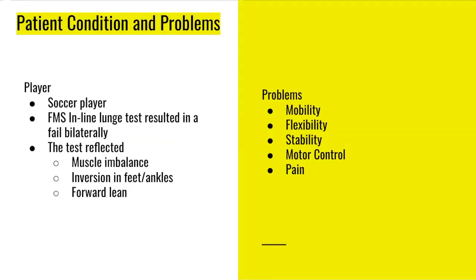For our patient, we have a soccer player, and the FMS inline lunge test resulted in a fail bilaterally. This test reflected muscle imbalance, inversion in the feet and ankles, and a forward lean. Problems to improve on are mobility, flexibility, stability, motor control, and pain.